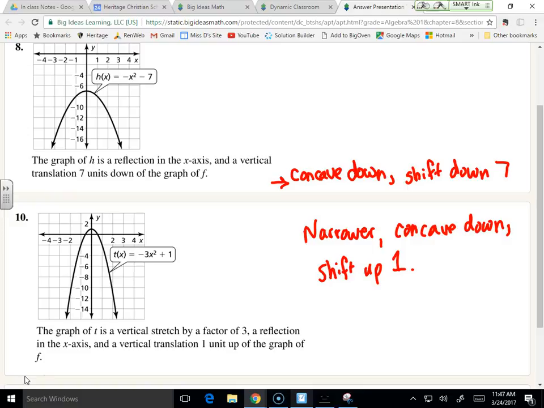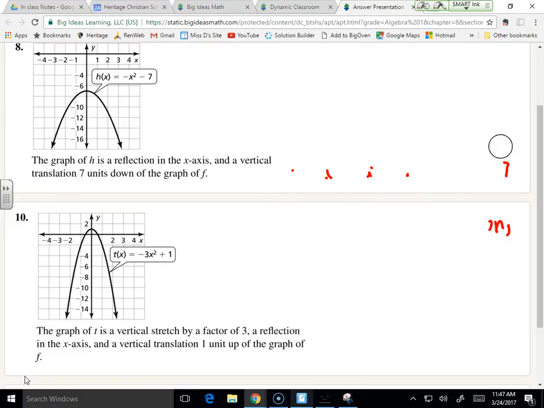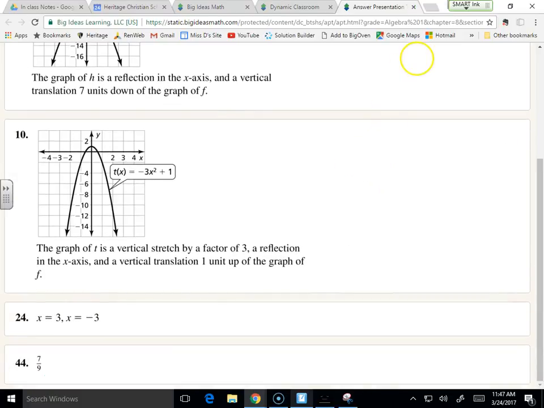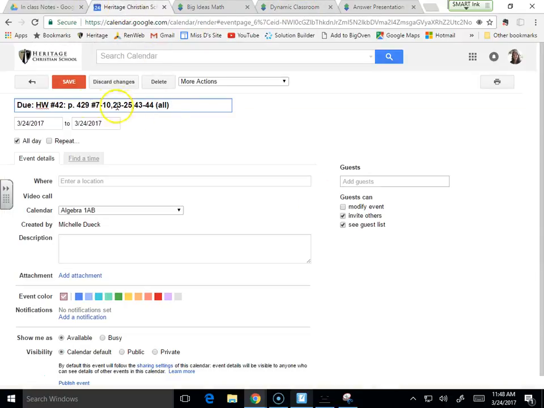Alright, let's go ahead and scroll down because you guys have a couple more evens, I think, right? Alright. 24 and 44. Oh, they're at the bottom. You guys see them? 24 should be 3 and -3, and 44 should be positive 7/9. Is this 42 or 43? Remember the odds are in the back of the book. Oh, this is homework number 42.